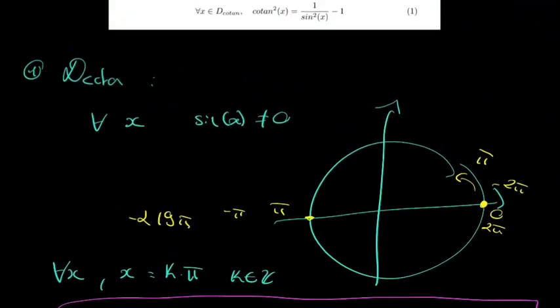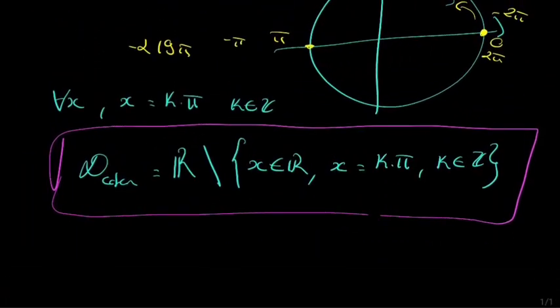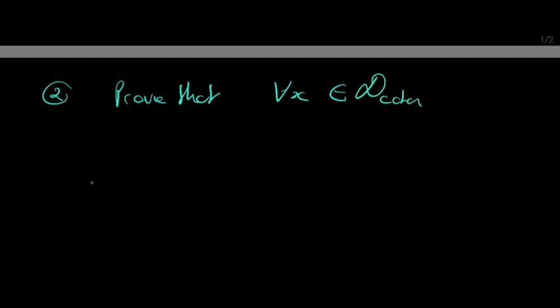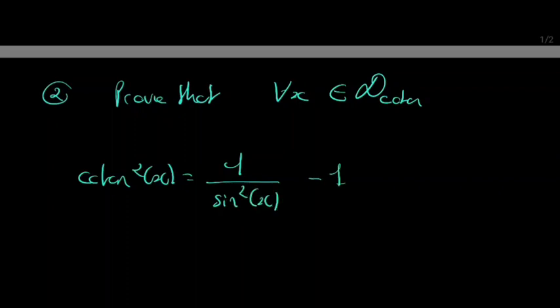Perfect. So now, for the second question, we want to prove that for all x's in the domain of cotan, we've got cotan squared of x equal to 1 over sinus squared of x minus 1. Okay, and why does this equation make sense? Because for all x in D cotan, sinus of x is different from 0.